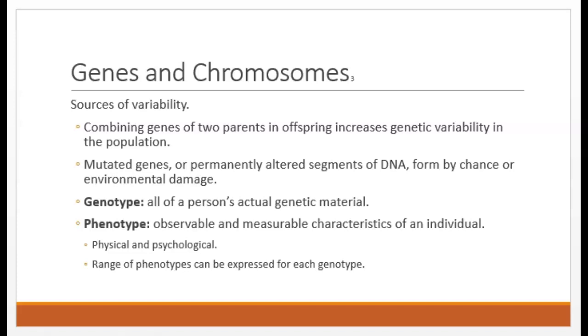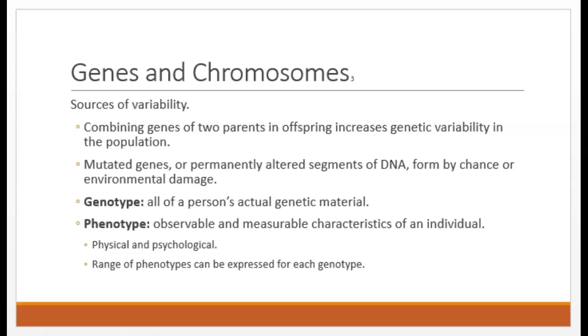Combining the genes of two parents in offspring increases genetic variability in the population. This is a good thing because it provides more characteristics upon which natural selection can operate. Another source of variation is mutation, where either chance or environmental damage permanently alters segments of DNA. Sometimes this mutation can be positive, negative, or make no discernible difference in a person's function.